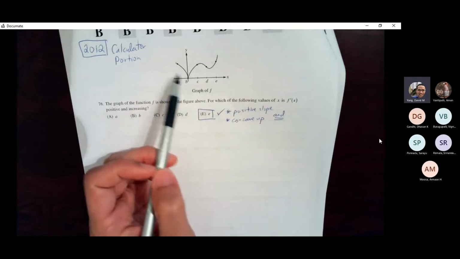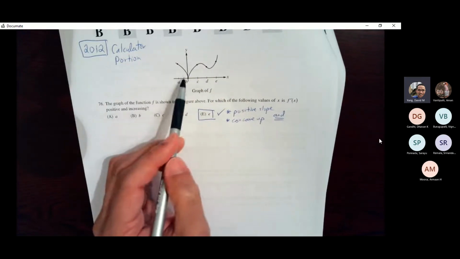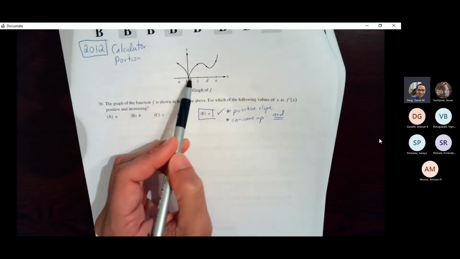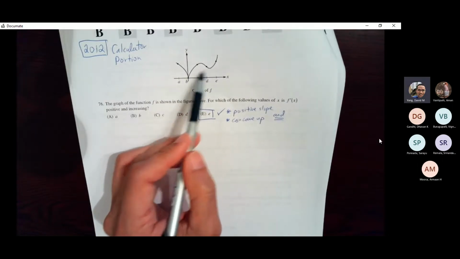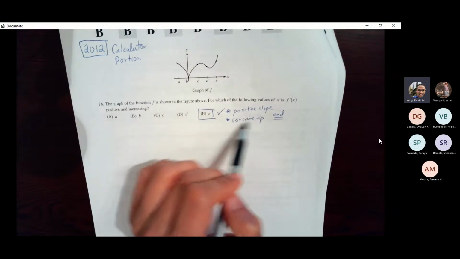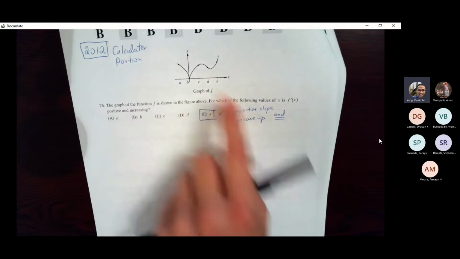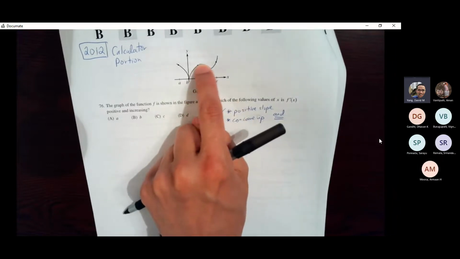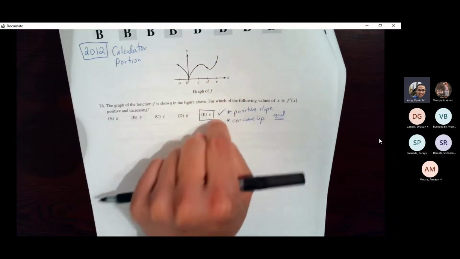The only place I see positive slope: A is not positive slope, B is not positive slope, C is not positive slope. We're just down to D and E. But then what we can use to differentiate between our last two remaining answer choices is looking for concave up. D is part of a concave down graph, but E is part of a concave up graph. So answer choice E.